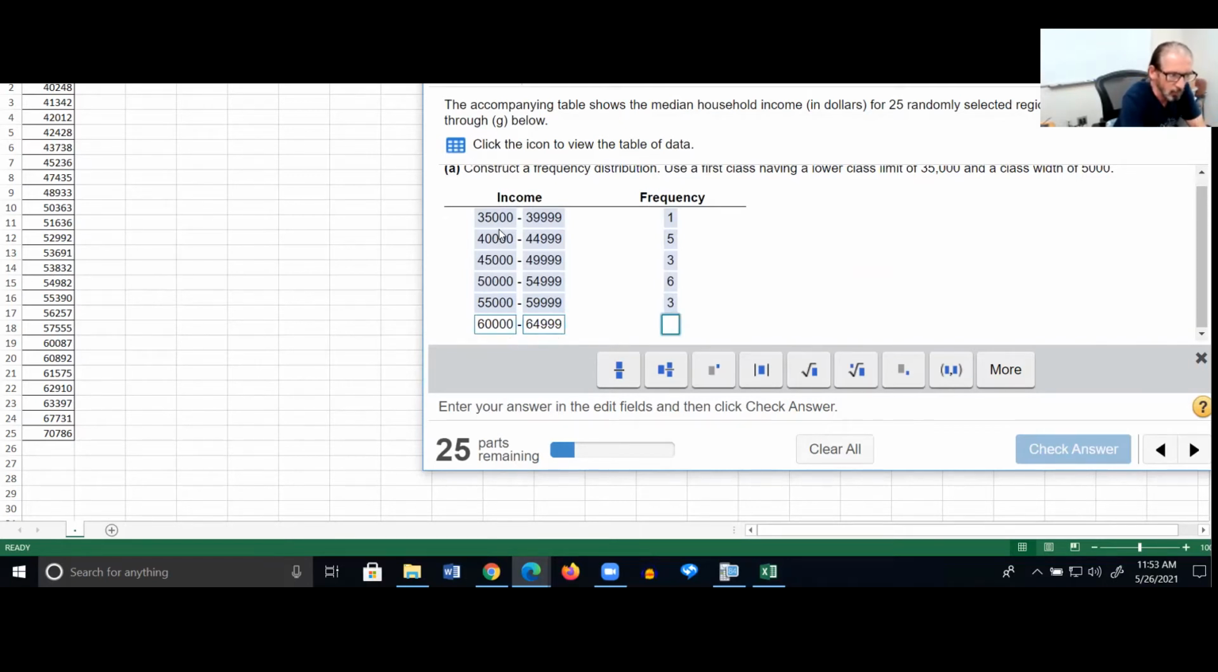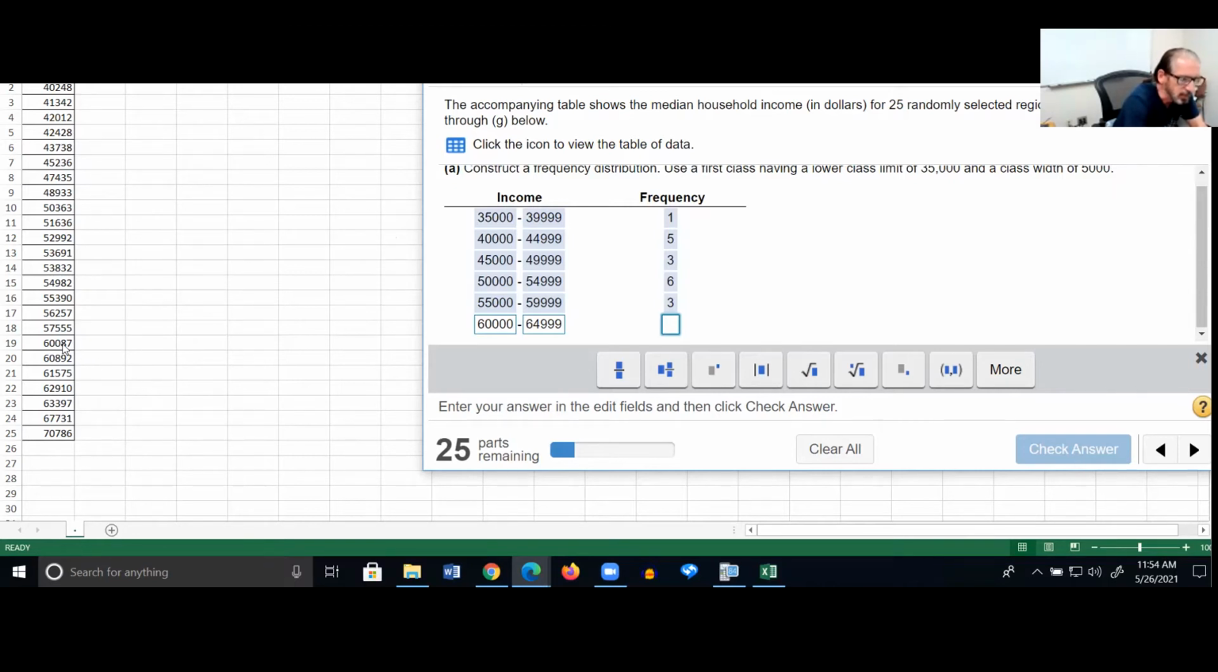So a reminder, if you look at the lower class limits, from one class to the next the difference is 5,000. The upper class limits also differ by 5,000 between each consecutive class. And going from 35,000 to 39,999, if you start counting, you would count off 5,000 of them. That's the logic being followed by this textbook.